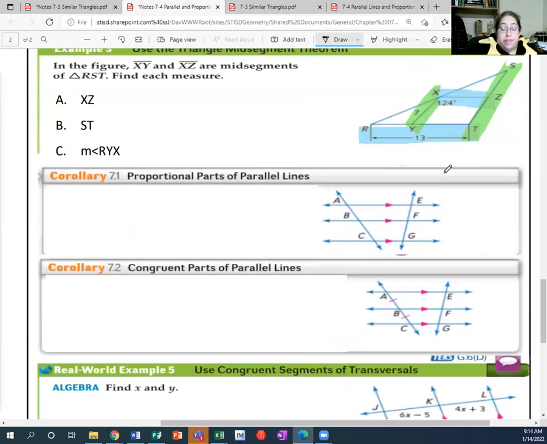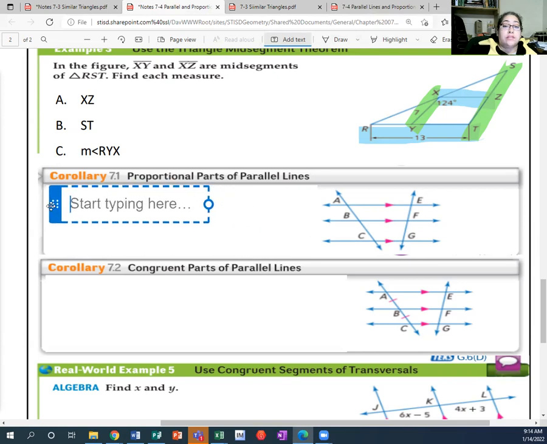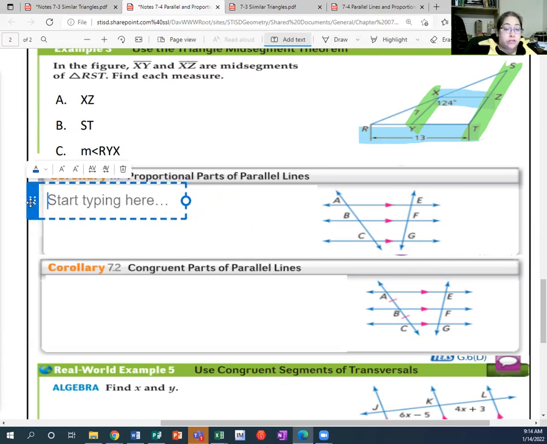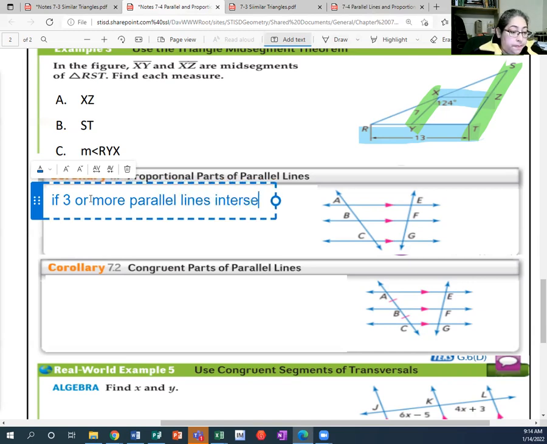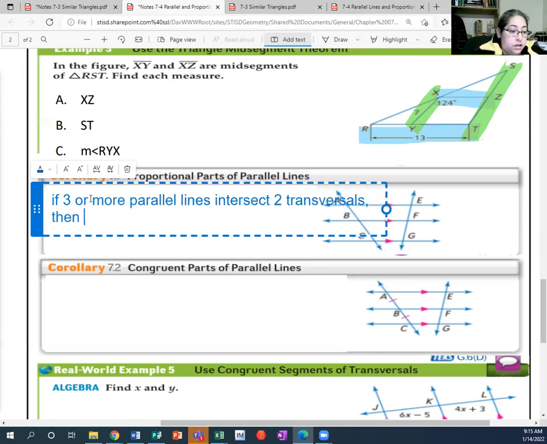Now that mid-segment thing and everything we've talked about so far gives us 2 corollaries. Corollaries are things that fall out of and are the result of some previous theorems and postulates. The first corollary says this: if 3 or more parallel lines intersect 2 transversals, then they cut the transversals proportionally.